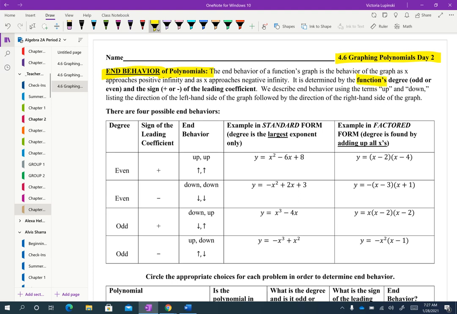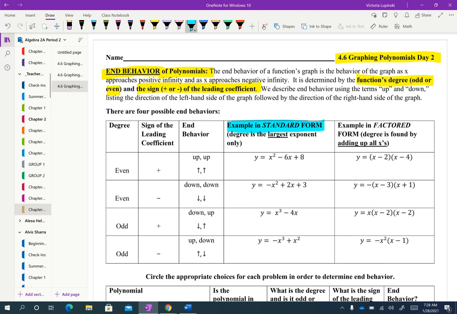And of course, it is determined by the function's degree, whether it's odd or even, and the sign of the leading coefficient. Now, when it comes to finding end behavior, I know you've done it several times now, but for the matching activities we're about to go through and for when you actually graph on your own, it's very important that you understand the difference between finding a degree in standard form and finding a degree in factored form. Standard form is a little bit easier to determine the degree, but it's harder to find the x-intercepts, whereas factored form, it's much easier to find the x-intercepts, but a little harder to find the degree. So that's why it's important that you know both.